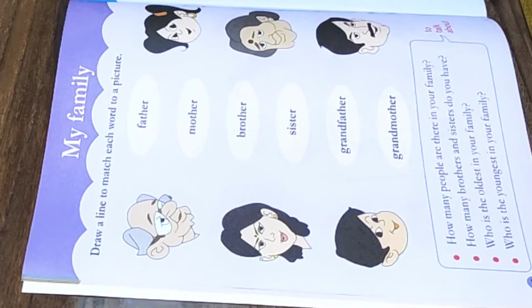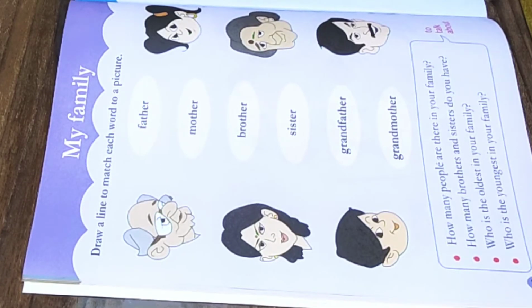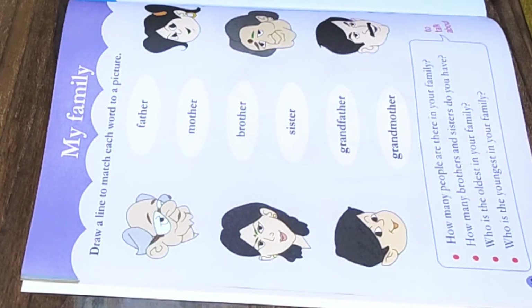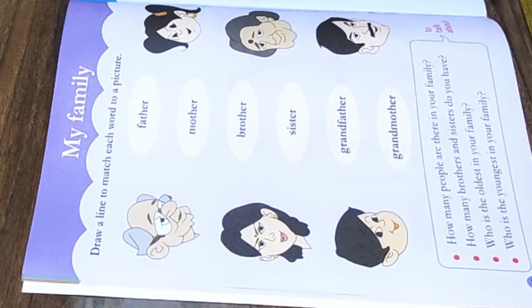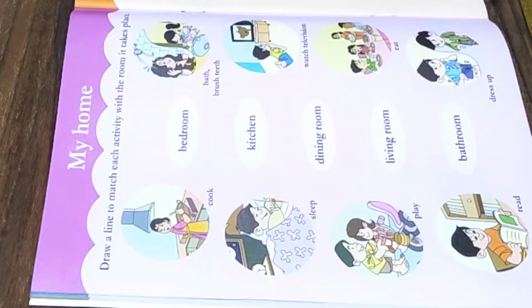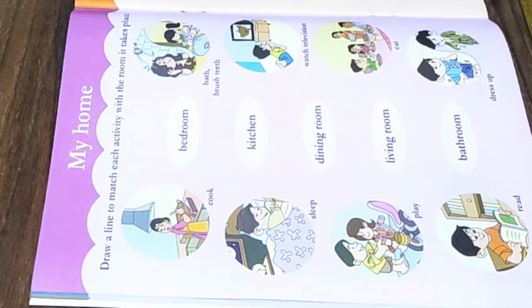In my family, the child should name all the family members like father, mother, brother, sister, grandfather, grandmother. Also, the child should be able to answer a few questions like how many people are there in your family, how many brothers and sisters do you have, who is the oldest in your family, who is the youngest in your family.